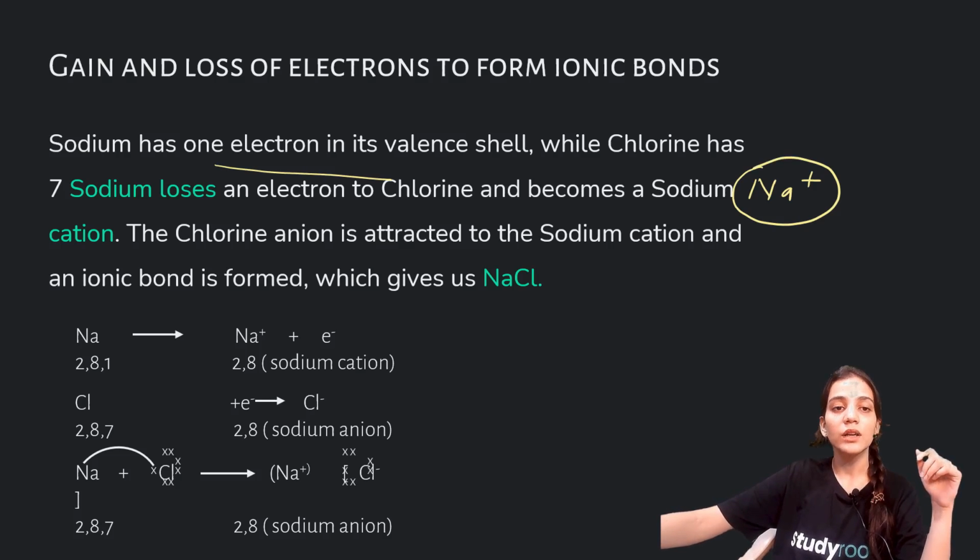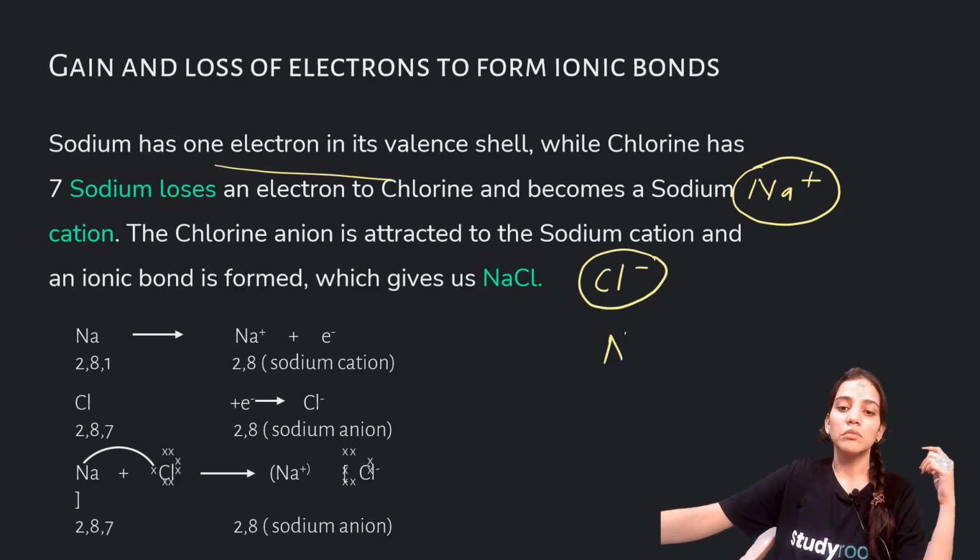The chlorine anion, now opposite charges attract each other. So the chlorine anion is attracted to the sodium cation and an ionic bond is formed, which gives us NaCl. The chlorine will gain one more electron and form Cl minus. Now Na plus and Cl minus produce NaCl.